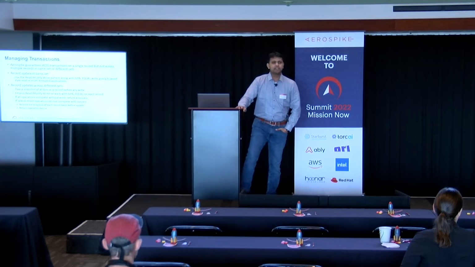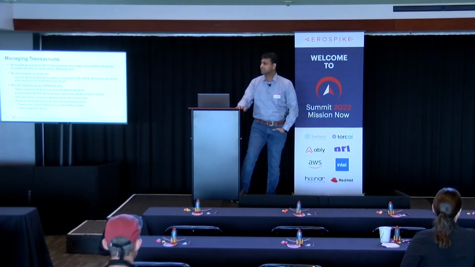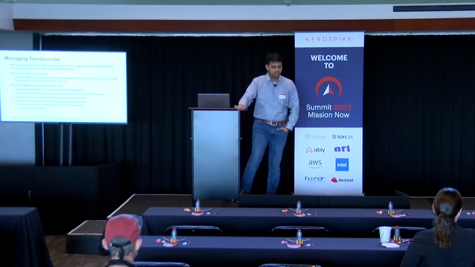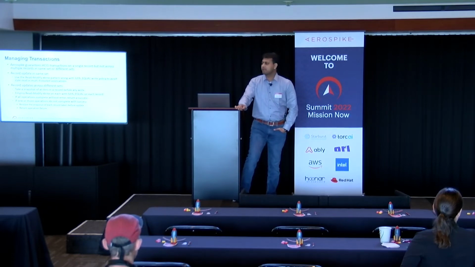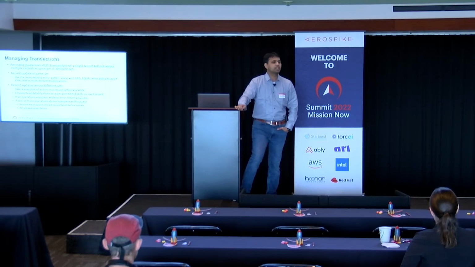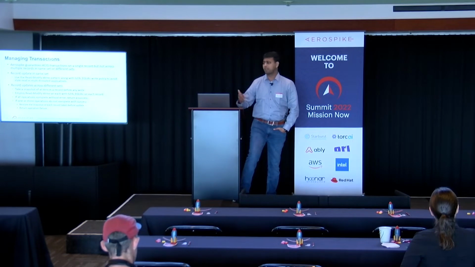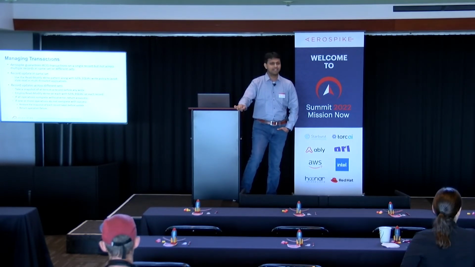How do we avoid it? We used a feature on the write policy called expect gen equal. There is certain metadata on every record that maintains the generation, meaning how many times the record was updated. Using this metadata, it was very straightforward. We always know that whatever version we read is the same version we updated and is going to be persisted.